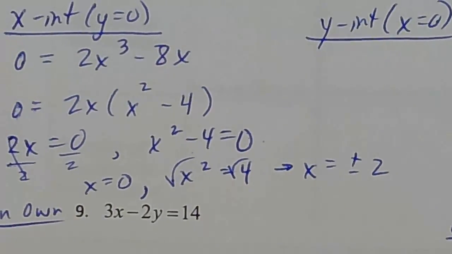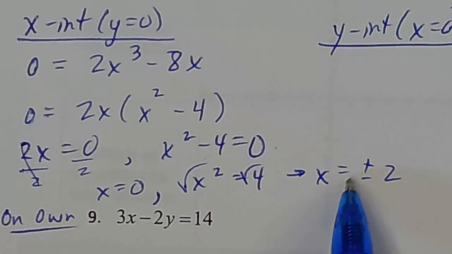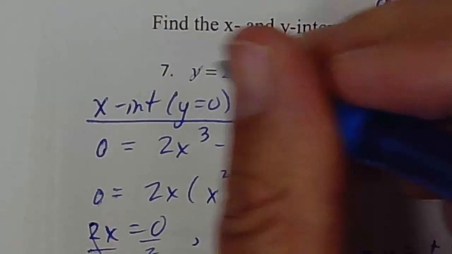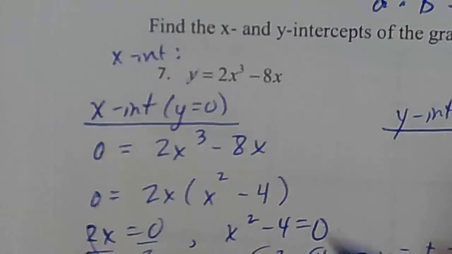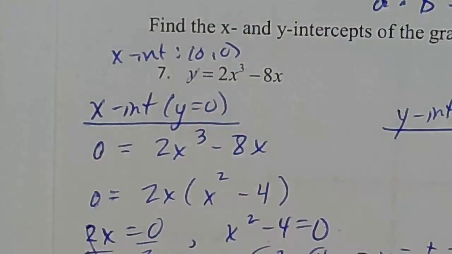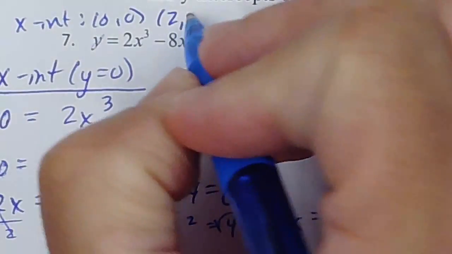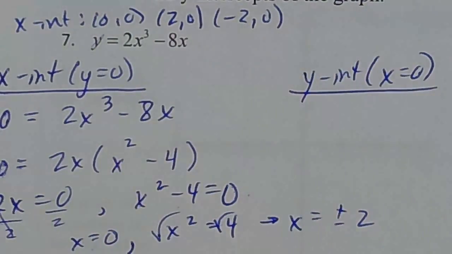Okay, so I actually have 3 x-intercepts. When y is 0, x is 0, 2, and negative 2. So it would look like this. I'm just going to write it up here, I guess. Squeeze it in. X-intercepts. 0, 0. When x is positive 2, y was 0, and negative 2. Y was 0. Okay?